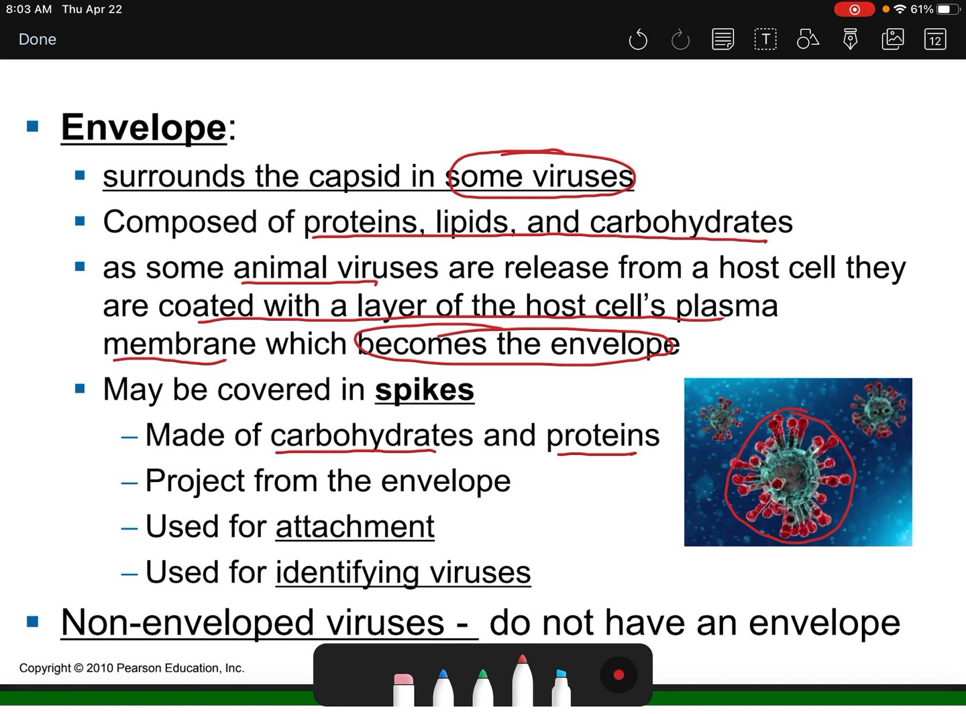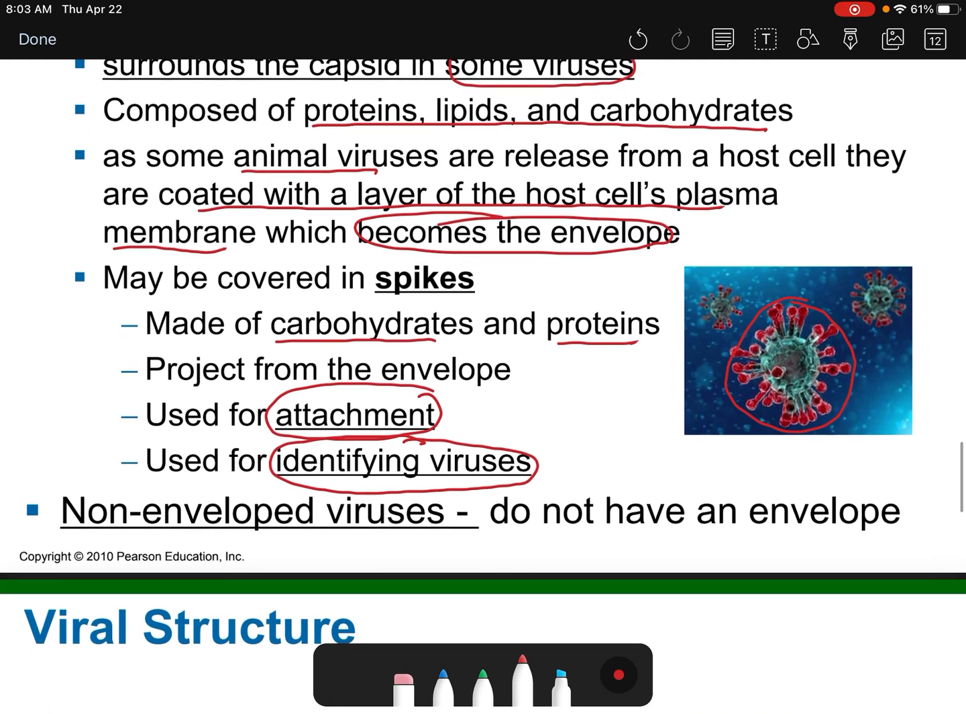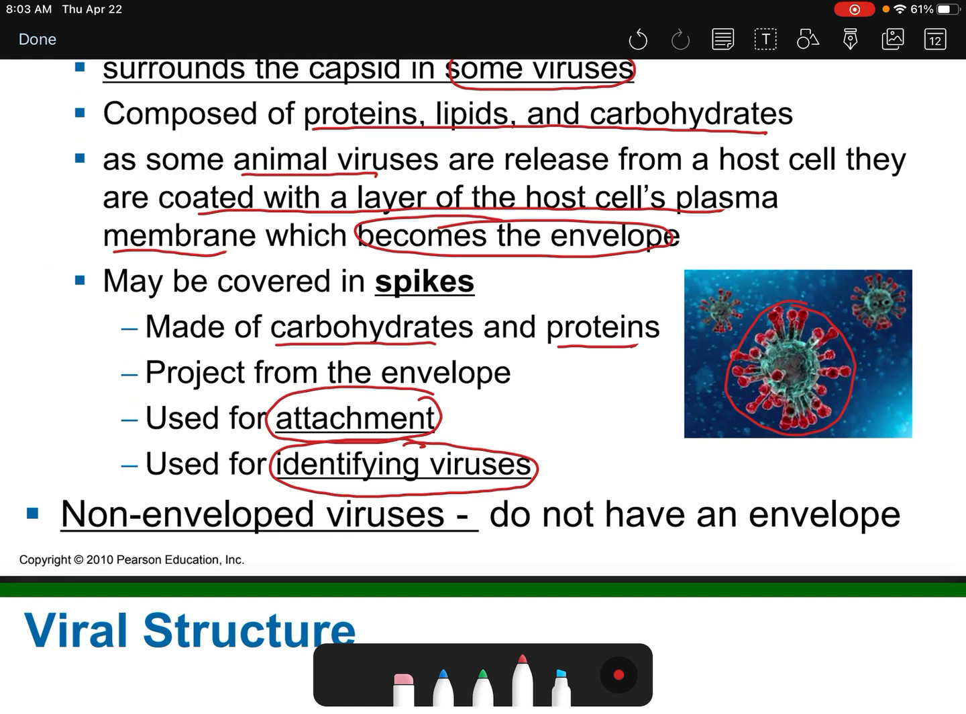These spikes help the virus attach to the surfaces of their host cell, and it's also a good way of identifying a virus and distinguishing one type from another. Non-enveloped viruses do not have an envelope. We call them naked viruses. So that's another term for them.